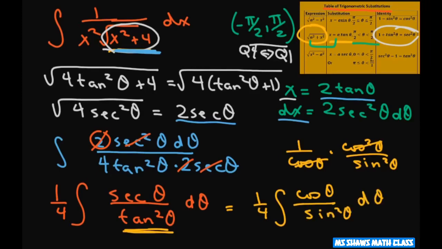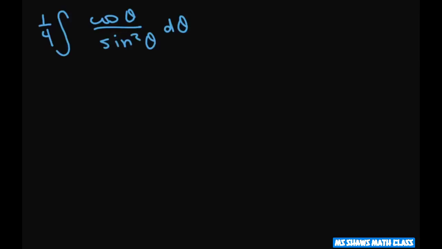It makes it easier to substitute with u-substitution. So let's write that out. We have the integral of 1/4 cosine theta over sine squared theta d theta. And let's let u equal sine of theta. That means du would be cosine of theta d theta. So let's just do that substitution.